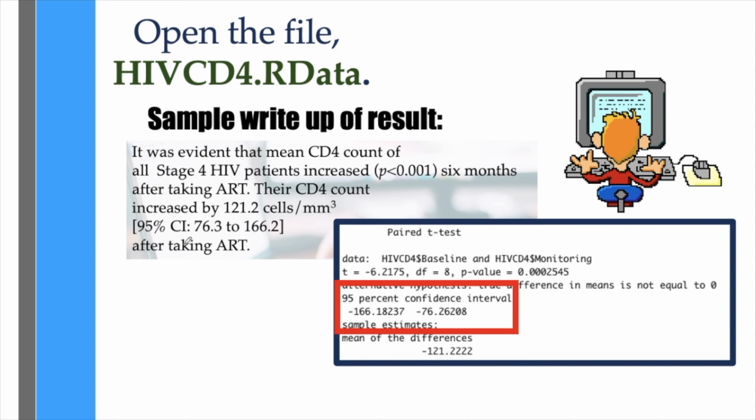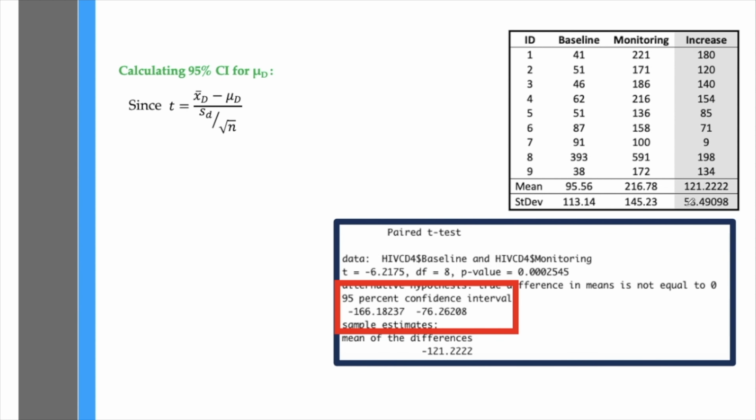It was evident that the mean CD4 count of all stage 4 HIV patients increased 6 months after ART. Their CD4 count increased by 121.2, which happened to be the X bar. Okay? So this is your X bar sub D. And this one, 76.3 to 166.2, is simply the 95% confidence interval for mu sub D, which may be computed using the formula.